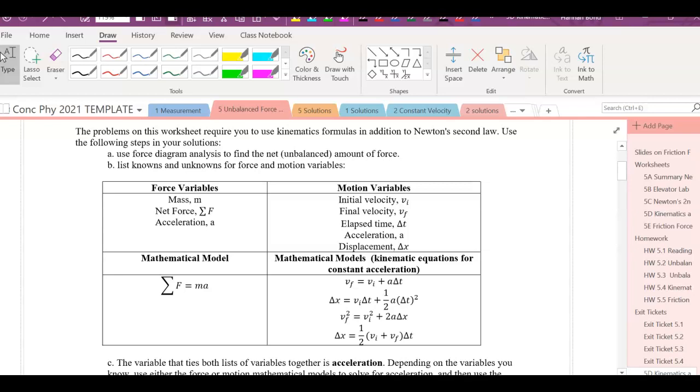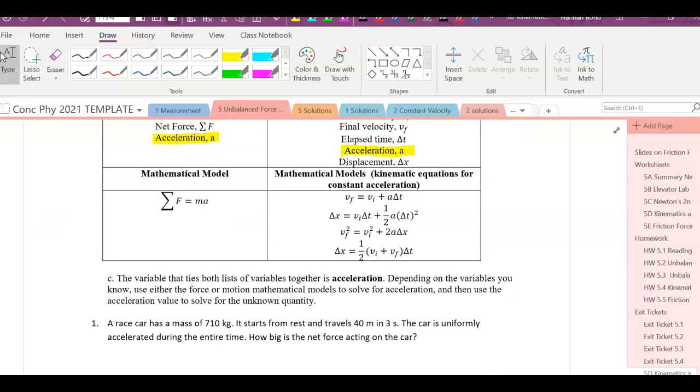Newton's second law is the law of motion which relates acceleration to the net force and the mass. And so Newton's second law involves those variables: mass, net force, and acceleration. The variable that ties both of these two types of equations together is acceleration. It is one of the variables used in Newton's second law, and it is also one of the variables used in the kinematic equations.